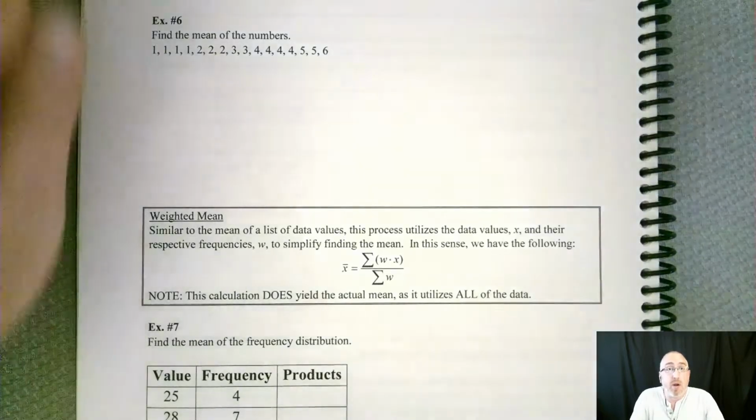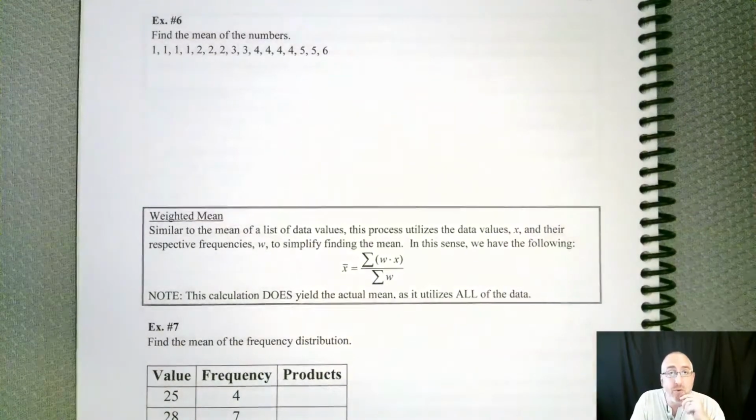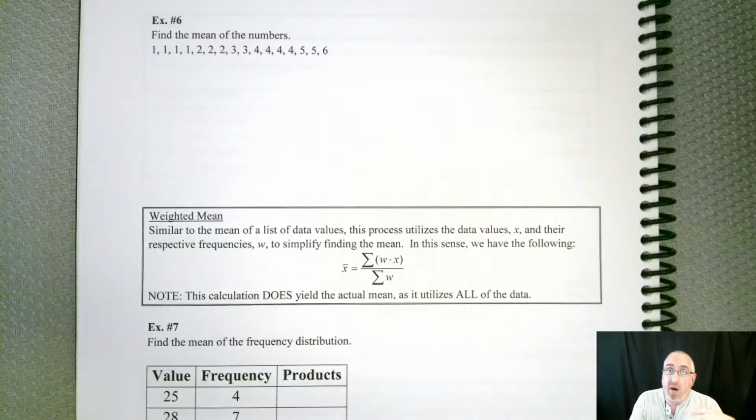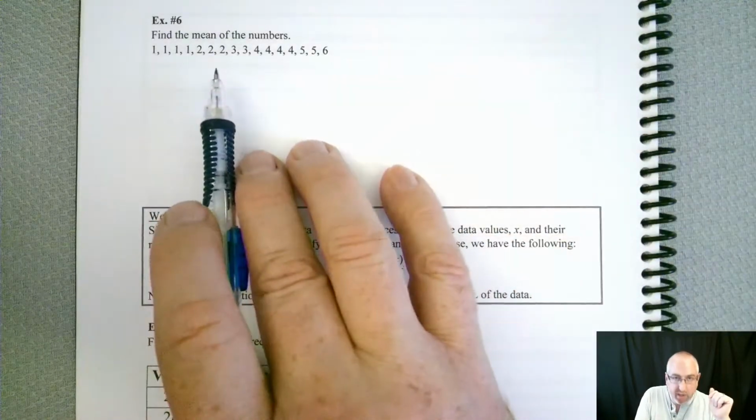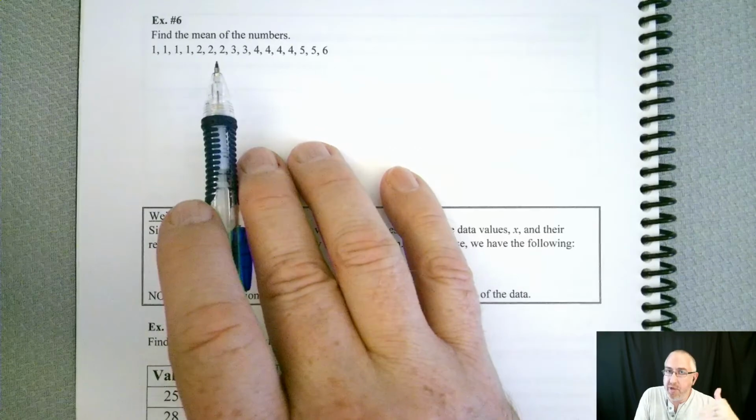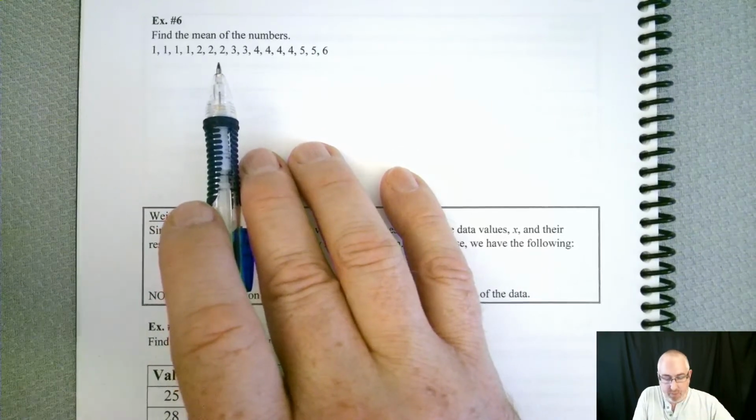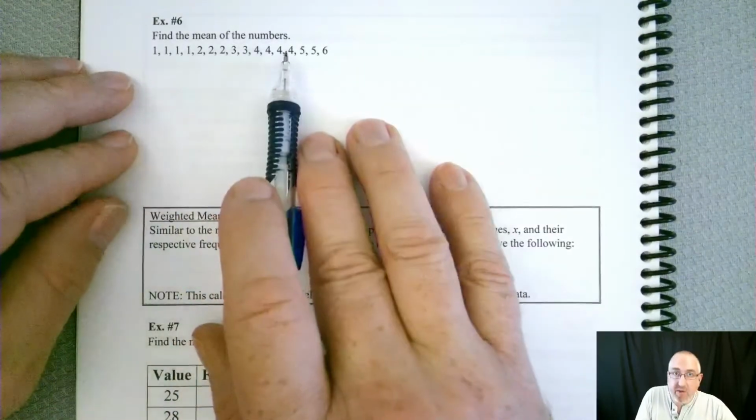So the last part of section 3.1 gets into the mean of larger groups of numbers, and when there's a lot of repetition as well. So let's take a look at this one, and it will build into the process a little bit for us. So we want to find the mean of these numbers.